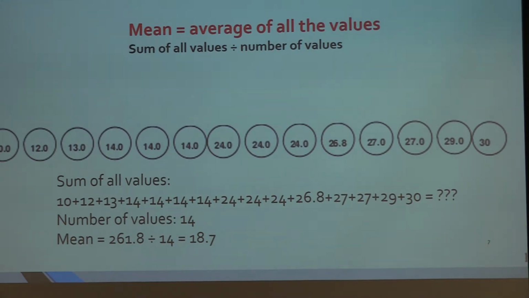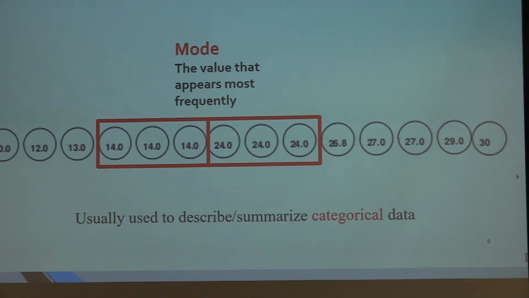Apart from the mean, we may also consider other typical values. Mode is the value that appears most frequently. For example, in this data set, 2 values are quite frequent: 14 occurs 3 times, and 24 also 3 times. Now, where should we use mode? For example, if you describe categorical data, like grades, how many students get A, how many get B, like in the first table we saw. So we use mode.